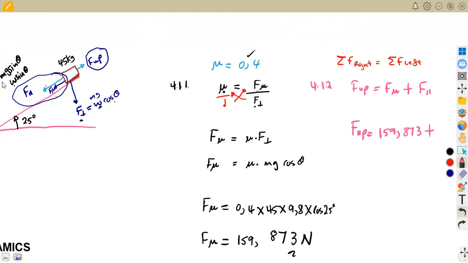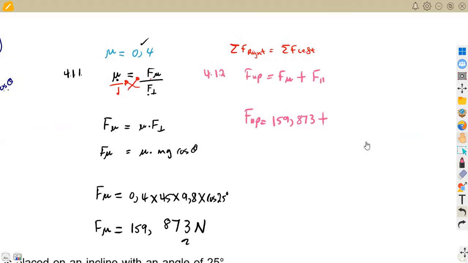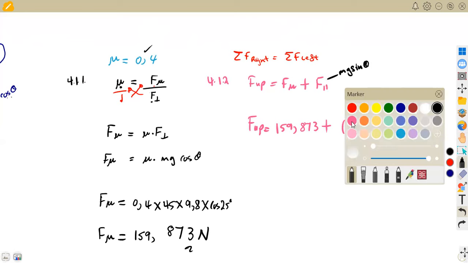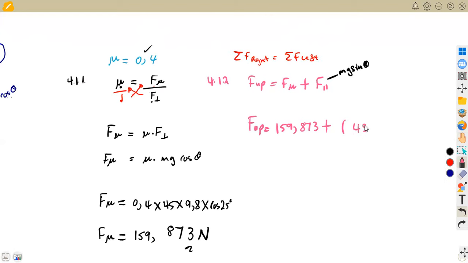In this case, we say this is mg sine of theta. So we're going to multiply 45 times the gravitational acceleration of 9.8 times the sine of theta, the angle theta. Remember, our theta is 25 degrees. All right, so this is going to give us our F up. That means all you need is to combine properly on your calculator.